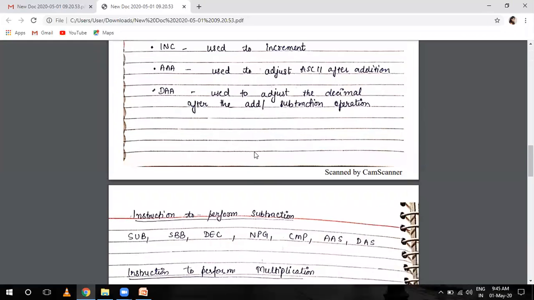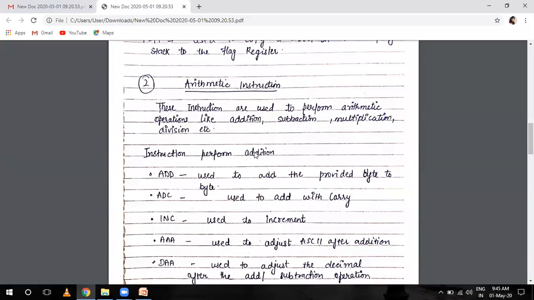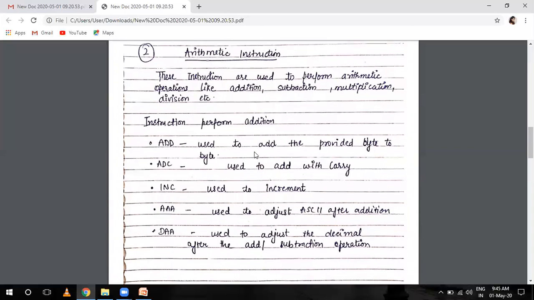First of all, what do we mean by ADD? This is used to add the provided byte to byte. ADC is used to add with carry. INC is used to increment. AAA is used to adjust the accumulator, that is, adjust ASCII code after addition. DAA is decimal adjust after an add or subtract operation.